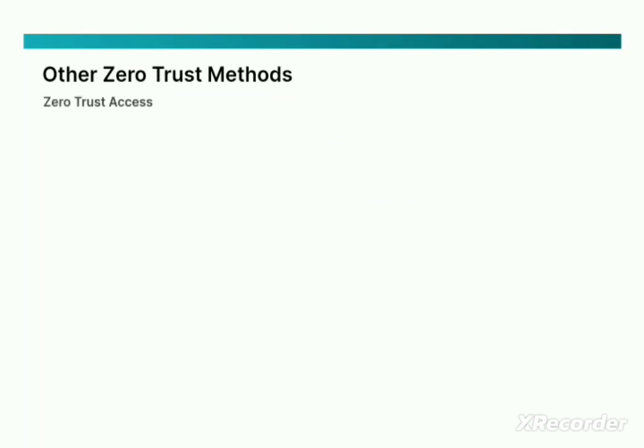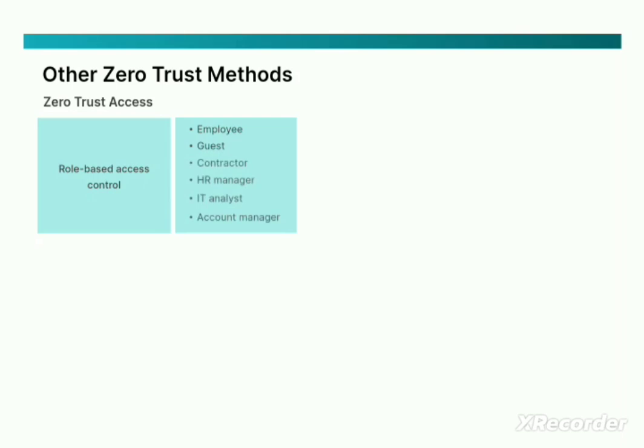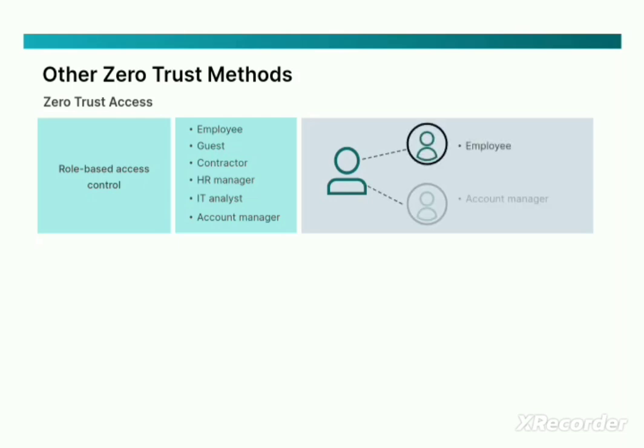Zero Trust Access, ZTA, is a secure access method that supports zero trust security. ZTA uses role-based access control. Once a user is identified, they can be assigned a role that determines what resources they have access to. Examples of roles are employee, guest, contractor, and so on. A user can be assigned more than one role. For example, they could be assigned the employee role and the account manager role.